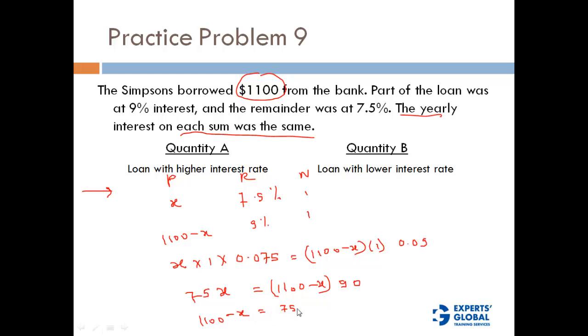So 1100 minus X is going to be 75X by 90, which is equal to, if you divide by 15, what do we get? We get 5 here, we get 6 here. So 1100 minus X is equal to 5X by 6. So that means 6600 minus 6X is equal to 5X. So X is going to be 600.